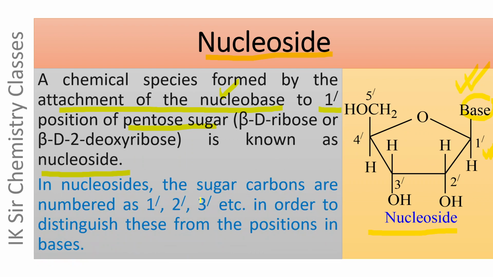In nucleosides, the sugar carbon atoms are numbered as 1', 2', 3', 4', and 5'. In order to distinguish these positions from the positions in bases, the numbering in bases is performed as 1, 2, 3, 4, etc., while the numbering in the pentose sugar is performed as 1', 2', 3', 4', and 5', in order to distinguish the numbering in the base and in the pentose sugar.